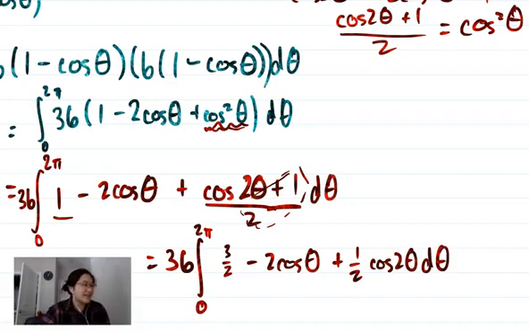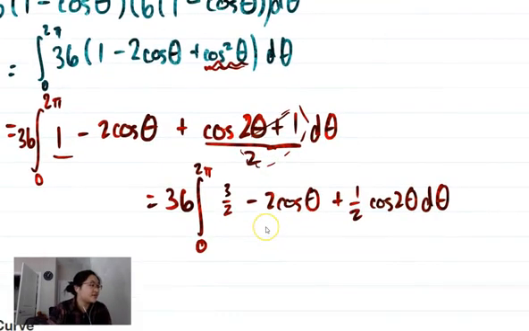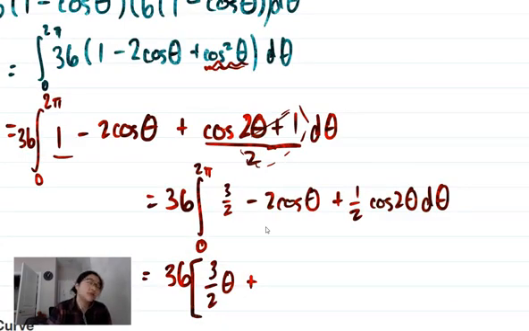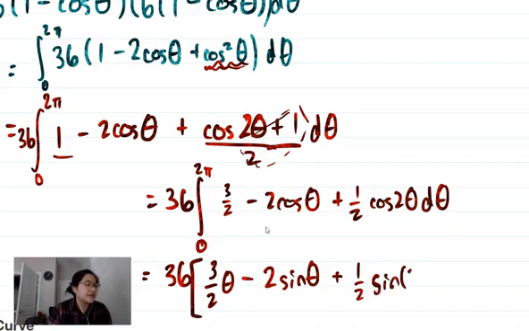Integrate that, and what do we get? We get 3/2. Oh, sorry, we have the 36. We don't forget about that. 3/2 theta minus 2 sine theta plus 1/2 sine 2 theta. Then we got to divide by 2 again. So we have this multiplied by 1/4. We're going from 0 to 2 pi.